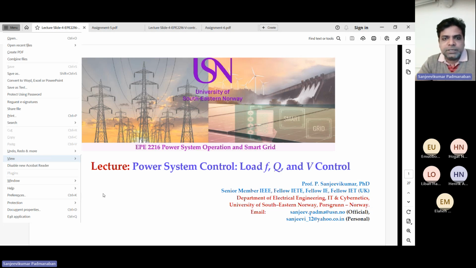One is the frequency control, which is called F control, load F control. Q is the reactive power control, and then V control. Today we are going to discuss frequency control, the conventional techniques, and V control, not the Q control, because we can't finish it as it's a broader topic. In the next lecture, we will be discussing the discretized form of F control and Q control together.